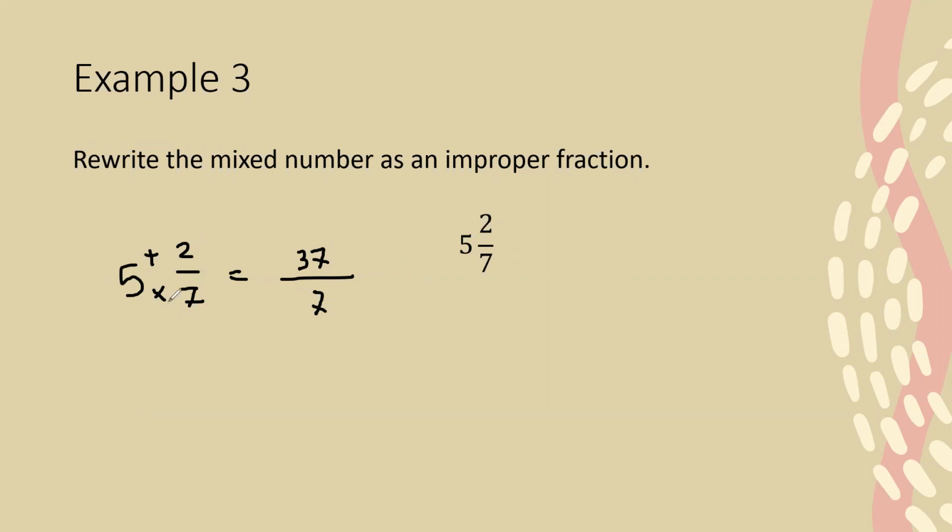Okay. So here we multiplied 5 times 7. That would give me 35. And then we have 35 plus 2. That would give me 37. Okay. Let's continue to the next example.